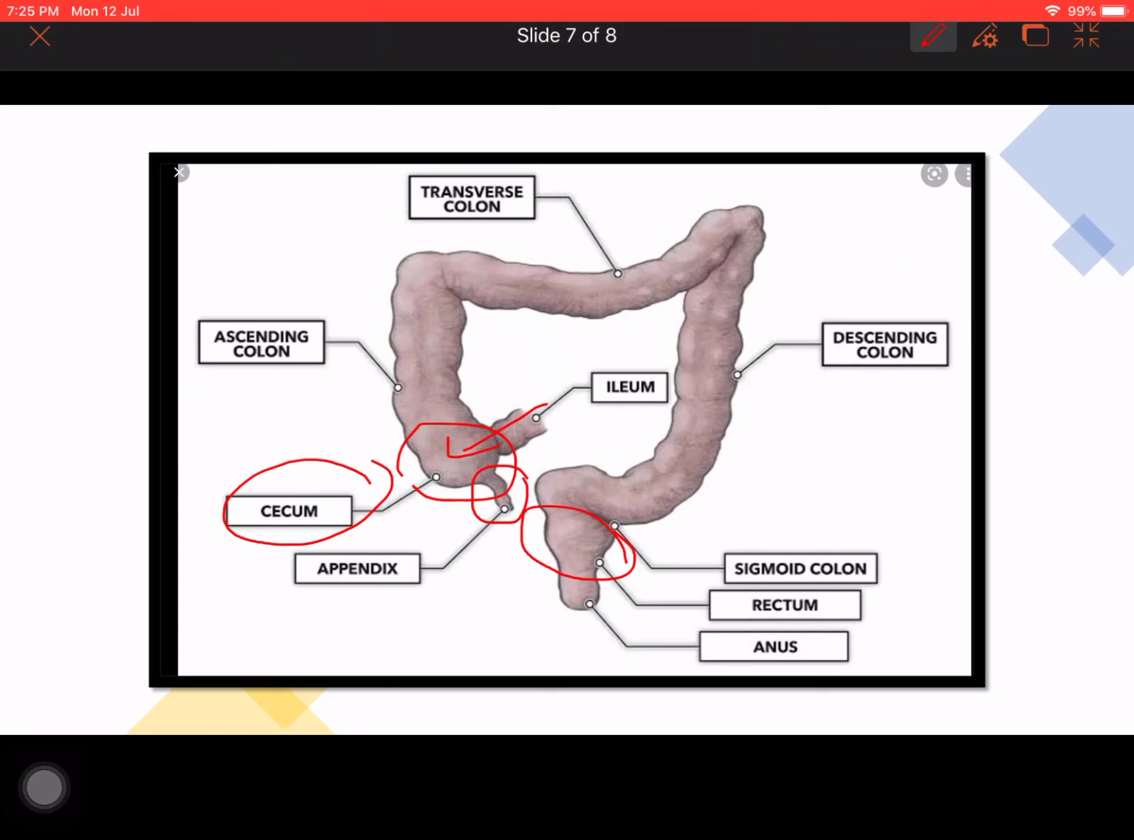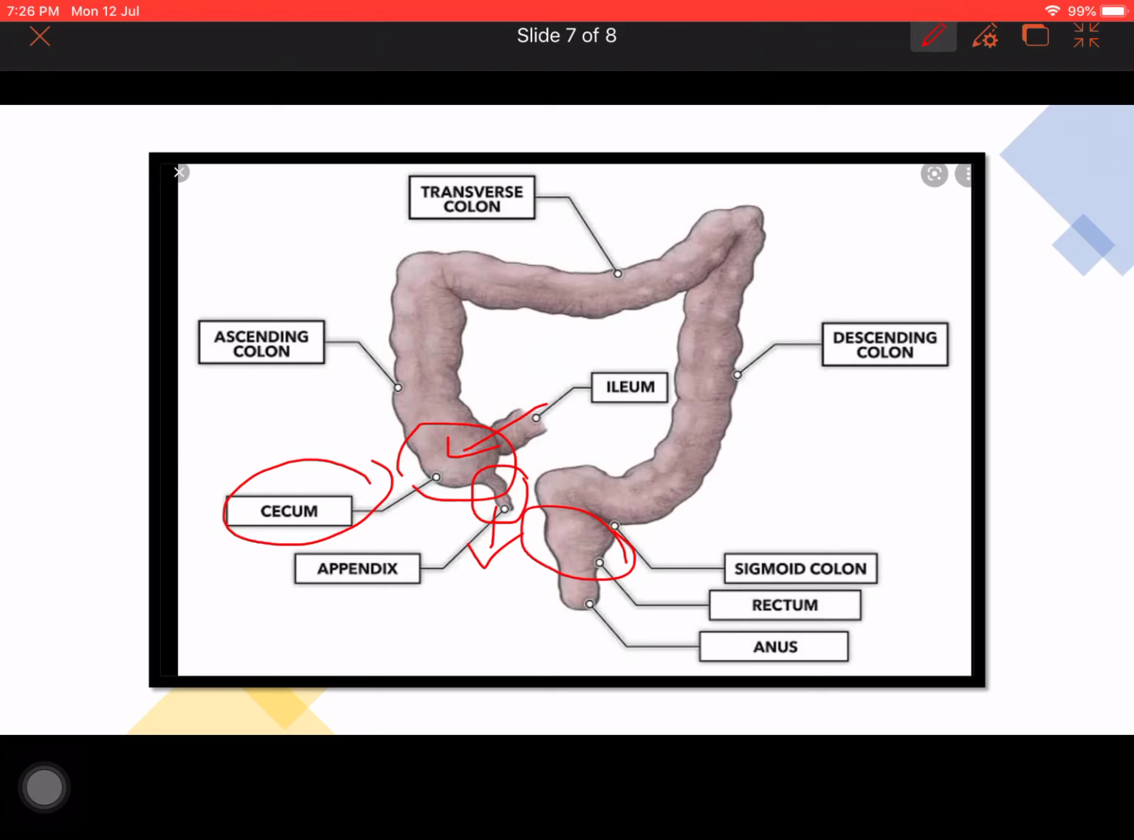We are not using this appendix, and when this appendix gets inflamed, you need to cut it out, you need to operate it out. That is called appendicitis. That is a disease. So when this appendix is inflamed, or is causing a problem in your stomach or intestine, it has to be removed. This has no function other than being a vestigial organ.